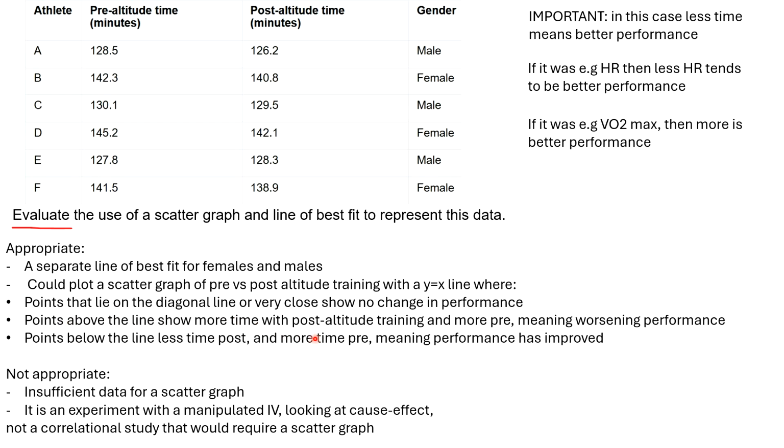Points above the line show more time with post altitude training, if post altitude is going to be the y value, which it will, and less time pre, meaning worsening performance, because if there's more time post and less time pre, it means we got worse. And points below the line, less time post and more time pre, mean the opposite: performance has improved. Why is it not appropriate? There's insufficient data for a scatter graph, you need more points, and it's an experiment with a manipulated independent variable looking at cause and effect, not a correlational study where scatter graphs are present.